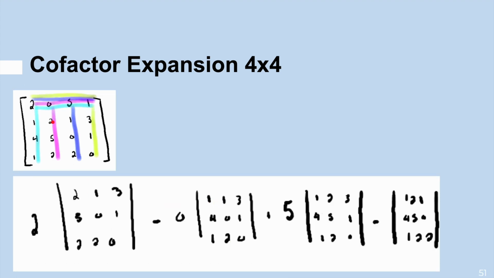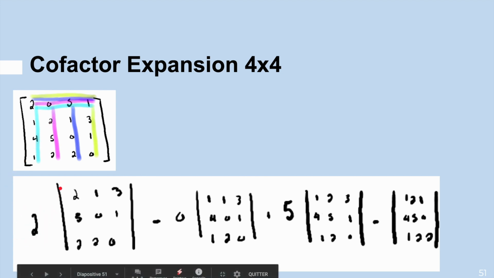Let's just go by this step by step. So this is just what I said. We have 2 multiplied by the determinant of everything that's not crossed out. Remember, these 2 parallel lines mean the determinant. Minus 0 times this, plus 5 times this, minus 1 times this. So see here, we have 0 times something. That's going to be 0.